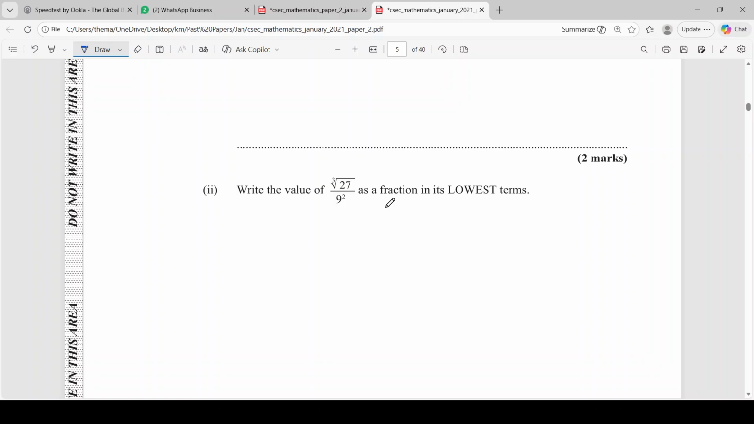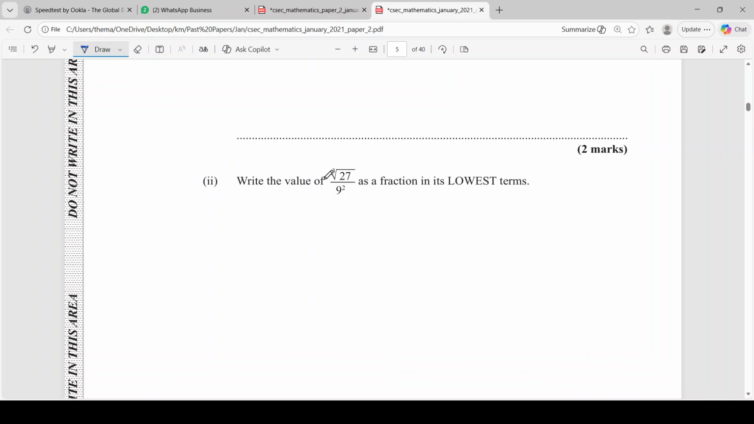Write the value of cube root of 27 over 9 squared as a fraction in its lowest terms. Some students tend to make a mistake with this one. I think this is square root, but this is not square root, this is cube root. If you look on your calculator, you would see there's a button that looks like a square root, but it has a little 3 in it, right? You press second function to access it, or shift, depending on the calculator. So you could try it.